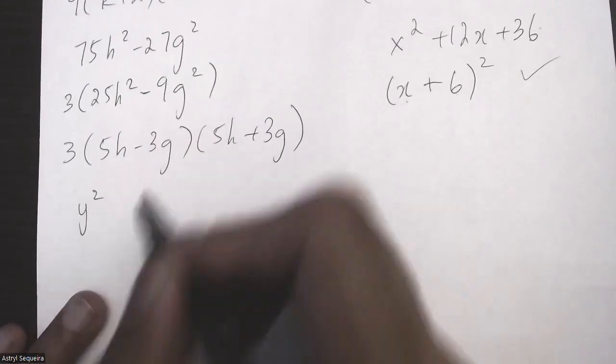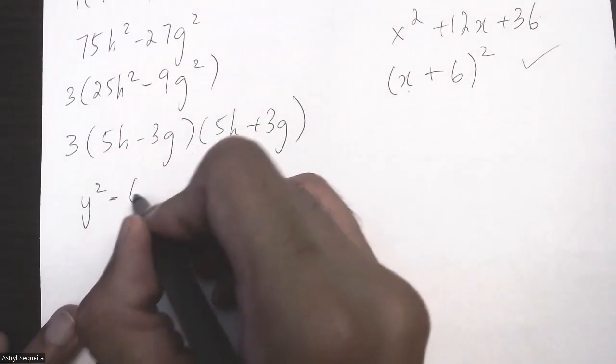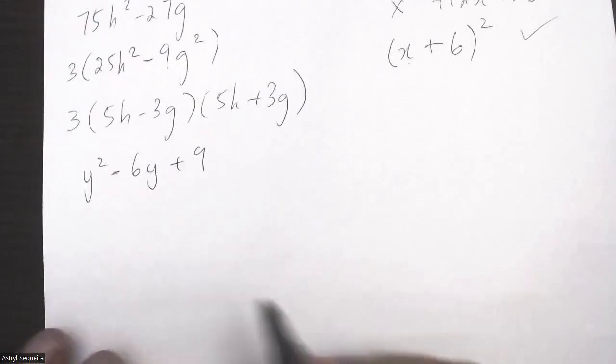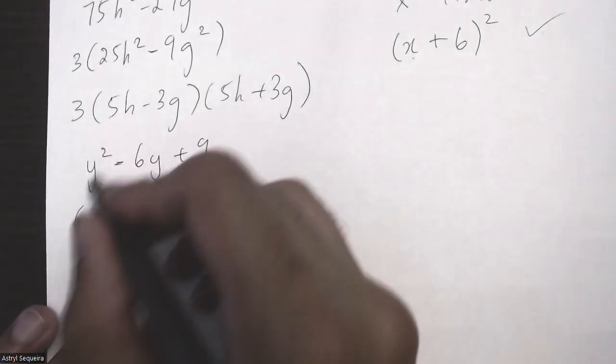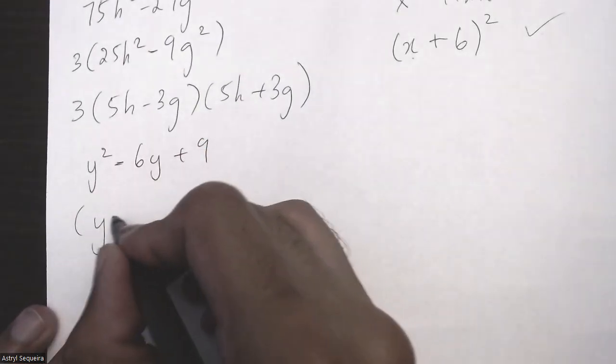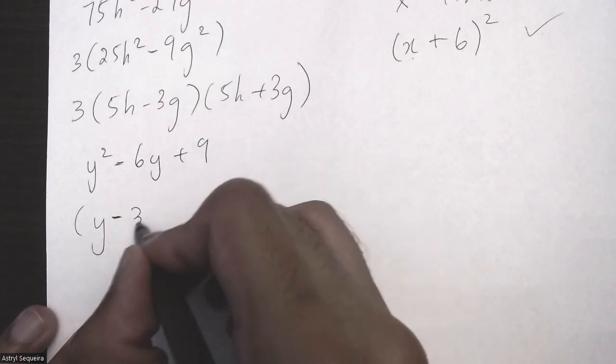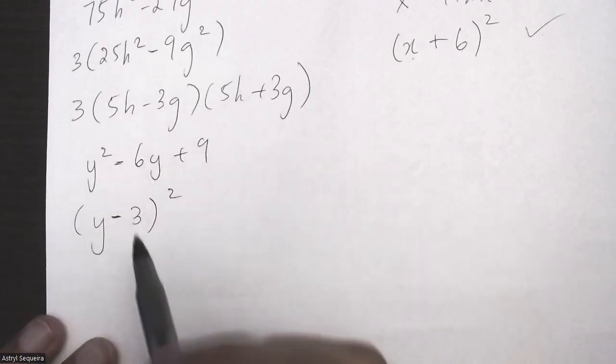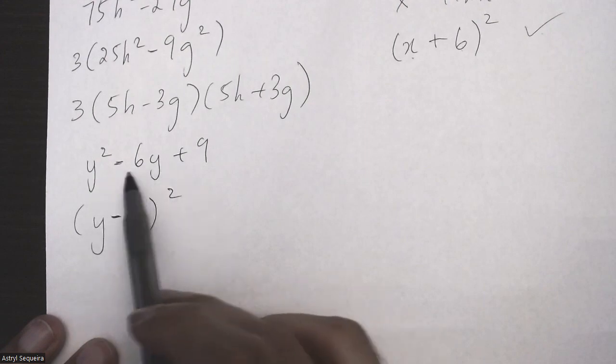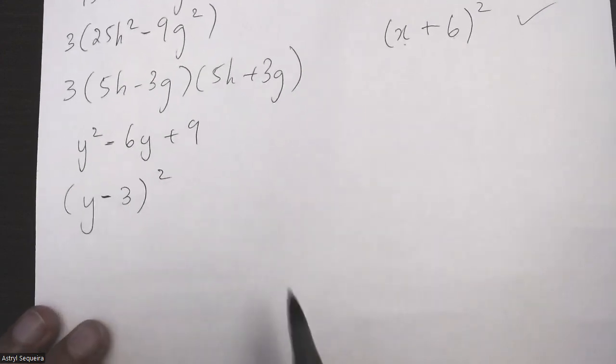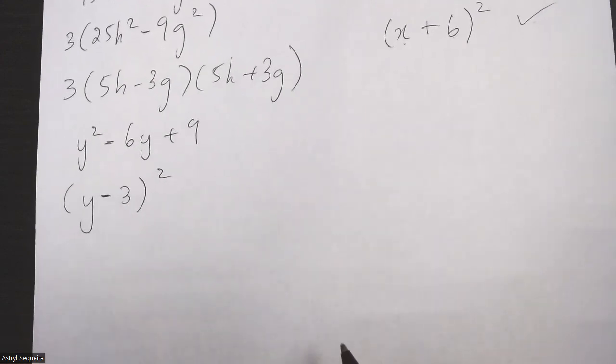I'll do a couple more examples because there are a few important ones. Next one is y squared minus 6y plus 9. This one's pretty simple. The square root of y squared is y. I'm going to take the sign from the middle term. The square root of 9 is 3. Just put a square. y times negative 3 times 2 is negative 6y, so I know that this is correct for sure.